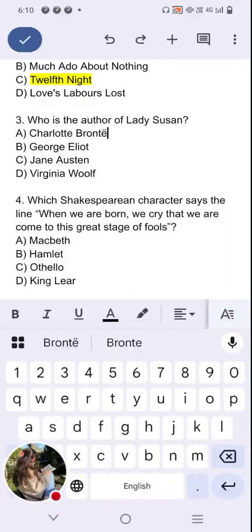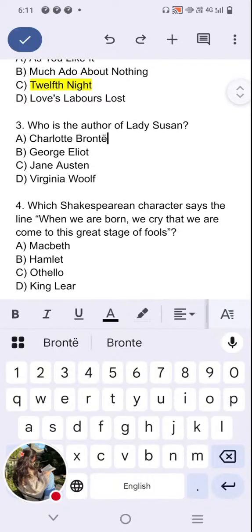I'll give you a hint. This is a lesser known work of this author, and this person has written 6 major novels, altogether 6 major novels. And the answer is option C, Jane Austen.